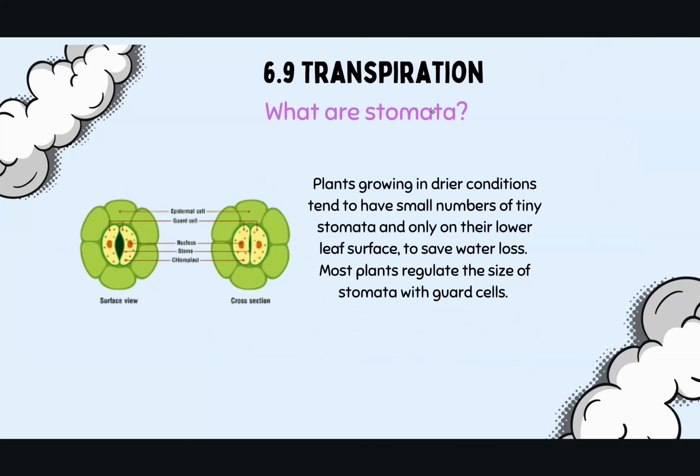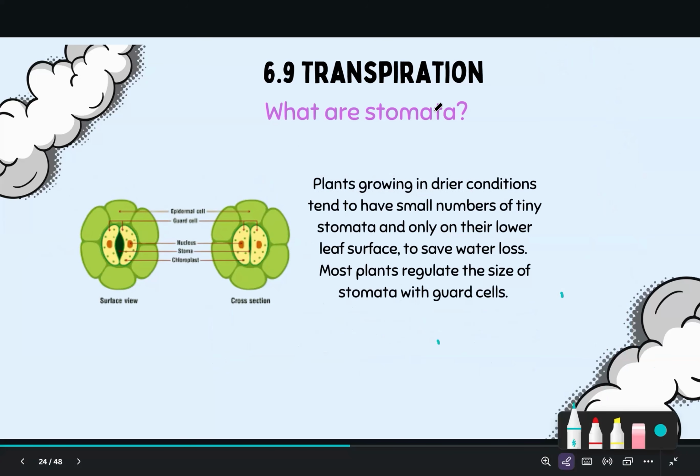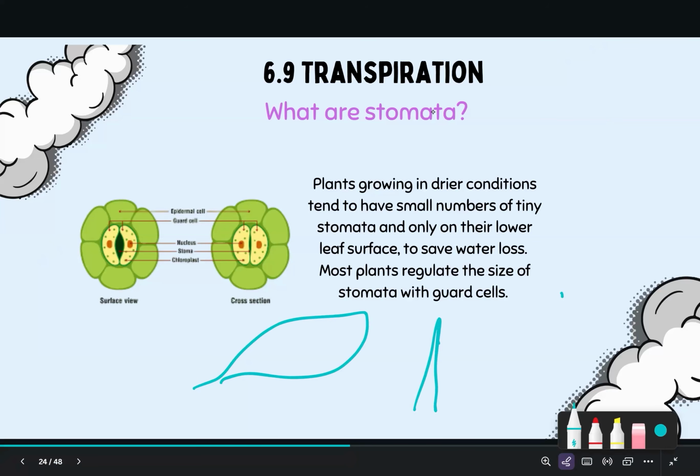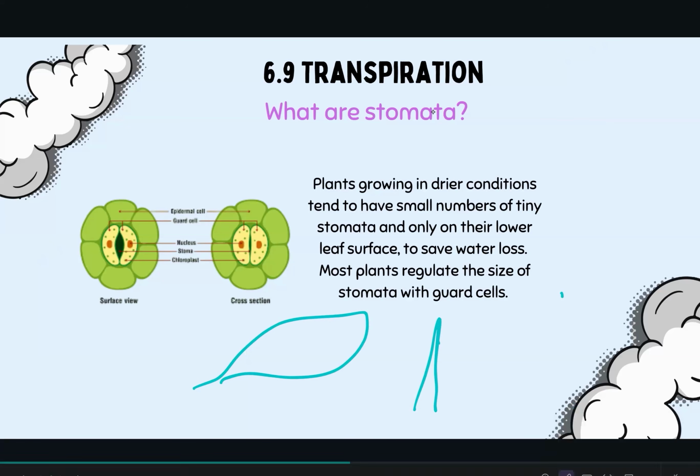So plants growing in drier conditions tend to have a smaller number of stomata and only on the lower leaf surface to save water loss. If you go to the desert and look at a cactus, its actual spikes are a rolled up leaf, but it's rolled up so tight that all the stomata are on the inside. So when water tries to escape through the stomata, it reduces that water loss. So plants growing in drier conditions tend to have a small number of tiny stomata.